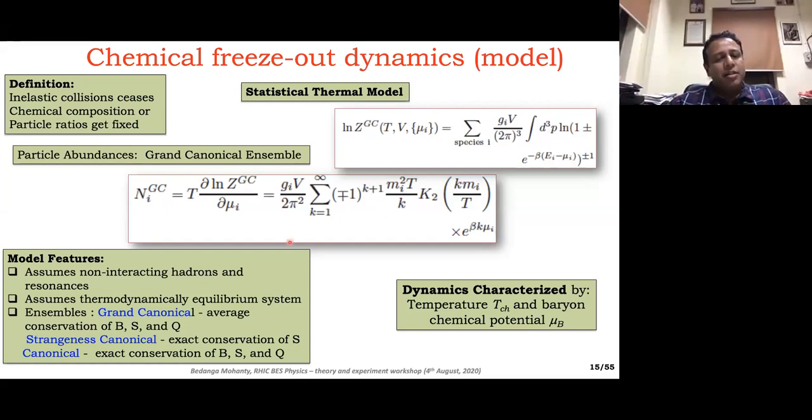The basic assumptions in this model which we have used are that the hadrons and resonances are non-interacting. We assume there is thermodynamic equilibrium and two different ensembles are used to extract the parameters. One is the grand canonical ensemble, the other is the strangeness canonical ensemble. The two dominant parameters which we look at are the temperature and the baryonic chemical potential.